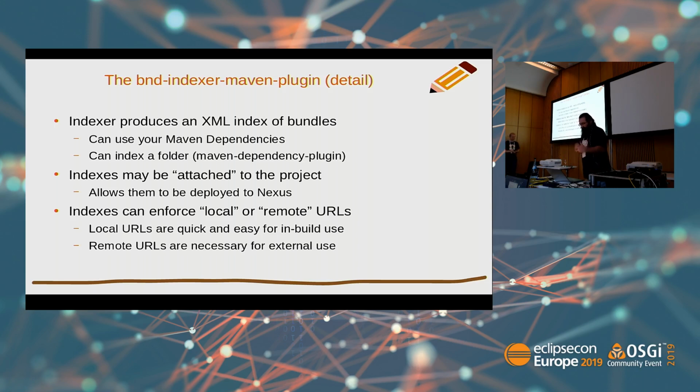And another useful aspect is that the URLs that are indexed into the XML might apply to different scenarios, right? If you're trying to resolve locally, then you only care about having local URLs to those artifacts. But if you're publishing it into a remote repository like Nexus or Maven Central, then you'd want those to be valid URLs pointing at those remote artifacts.